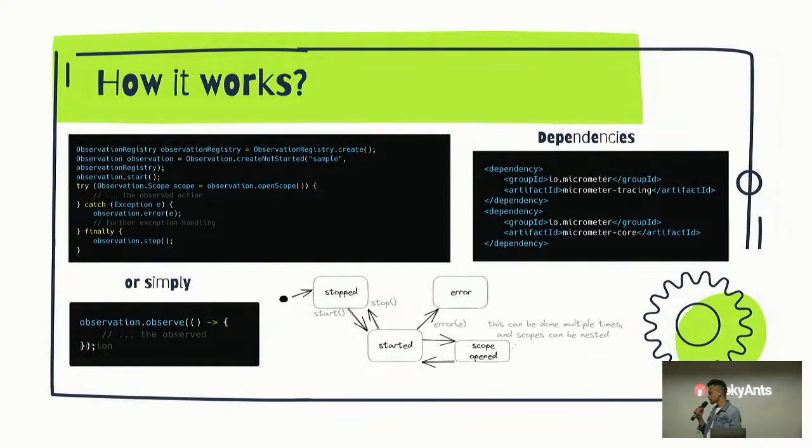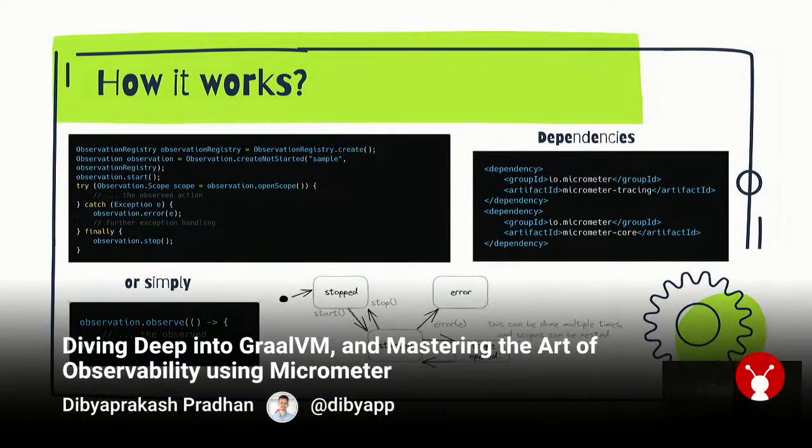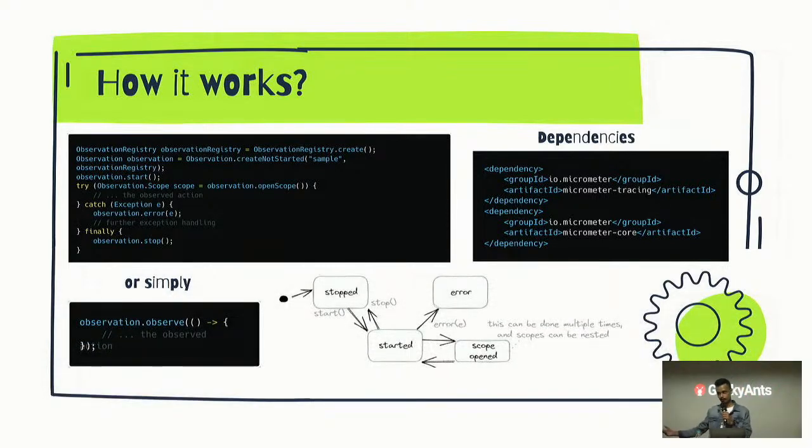So how does it work? First of all, we can include these dependencies from io.micrometer. You can include core for core functionality, and you can include micrometer tracing if you want to enable more tracing functionality in your application. First, you will create one observation registry here, and then you will create one observation object, and you can just mention the identifier, as I mentioned, sample here. You can start the observation by calling the start method.